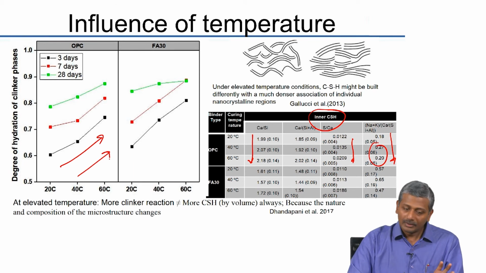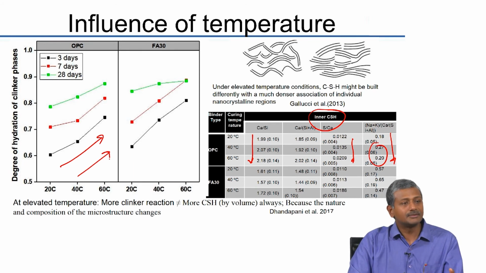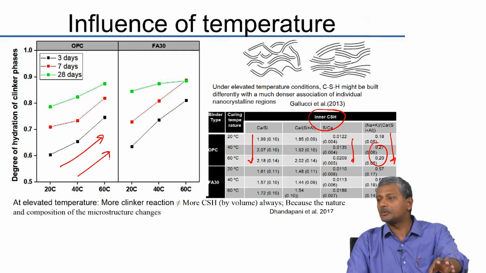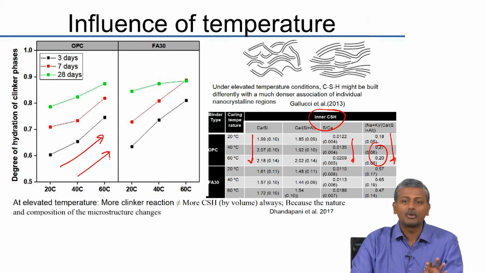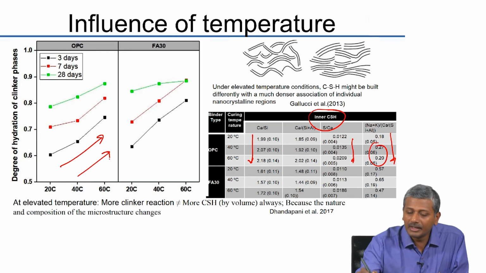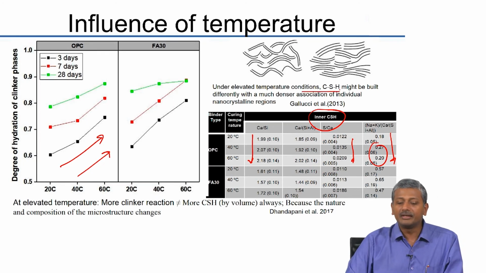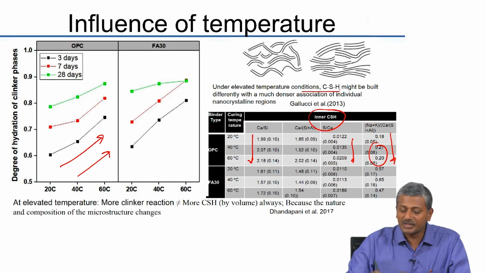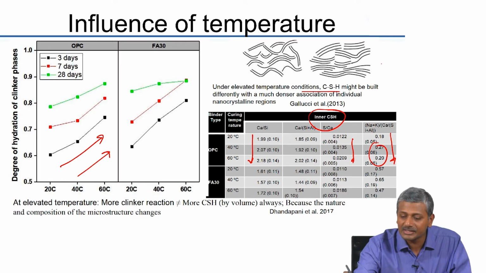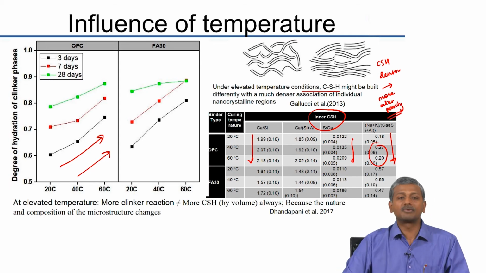Now there is also an issue of how to measure this, and some of this result may also be attributed to the way that the measurement is being done. So I am not going to go into that, we need to really think about that more clearly. So again, under elevated temperature conditions your CSH may be built differently, with a much denser association of individual nanocrystalline regions. In other words, what we are saying is we are making the CSH itself denser, but more outer porosity is created with the influence of temperature.